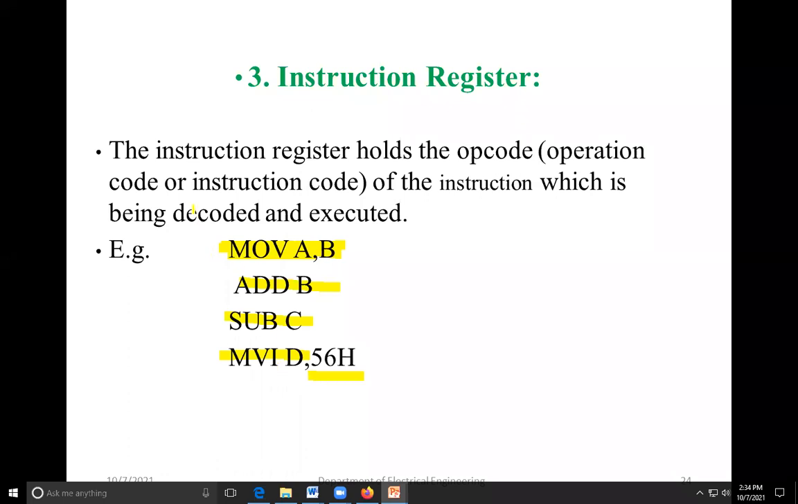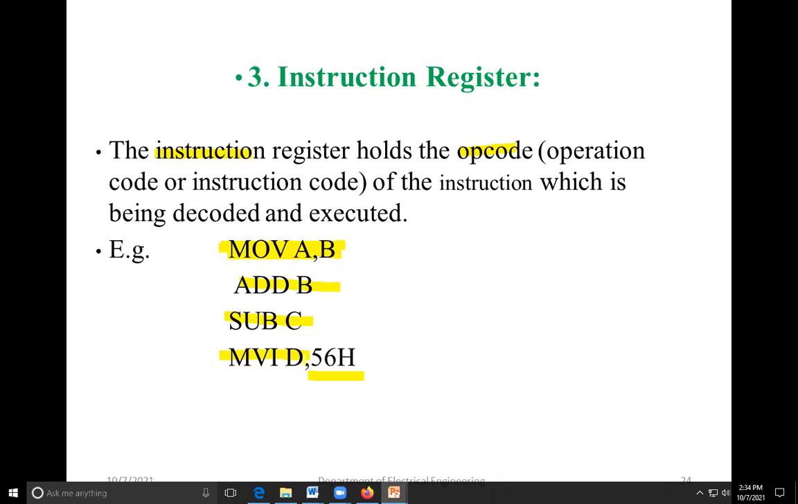So the instruction register holds the opcode, it does not hold the data. In the instruction MVI 56H, MVI is the opcode, which is stored in the instruction register, and the data is stored in another register. So the instruction register only holds the opcode for decoding or execution purposes.